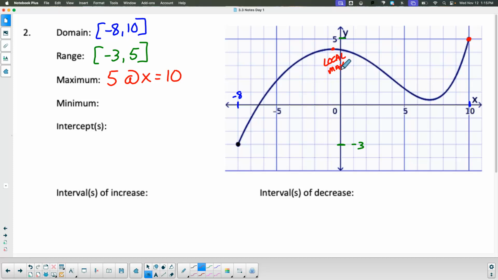Okay? Minimum. What does minimum mean? The lowest, the smallest, right? Okay? All right. So where is my minimum? -3 at x equals -8. Yes. Yeah, I would concur with that. Okay.